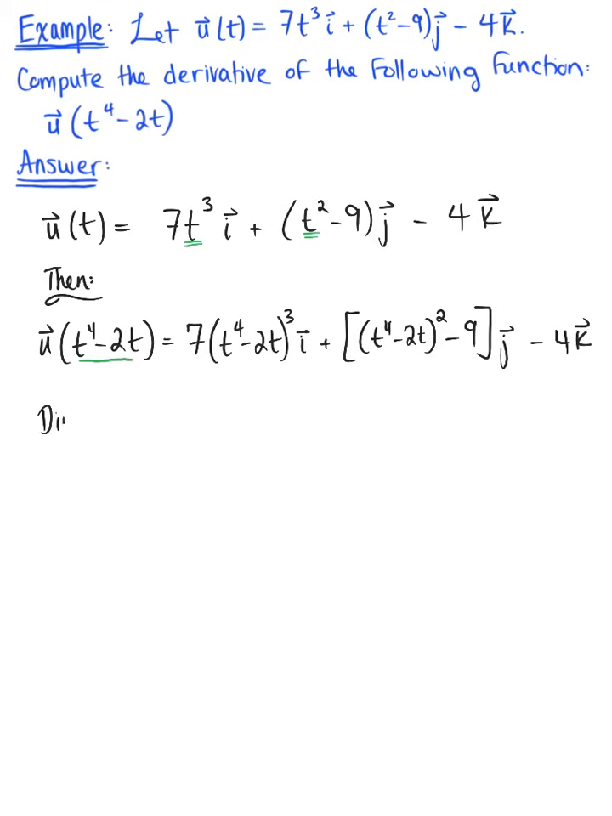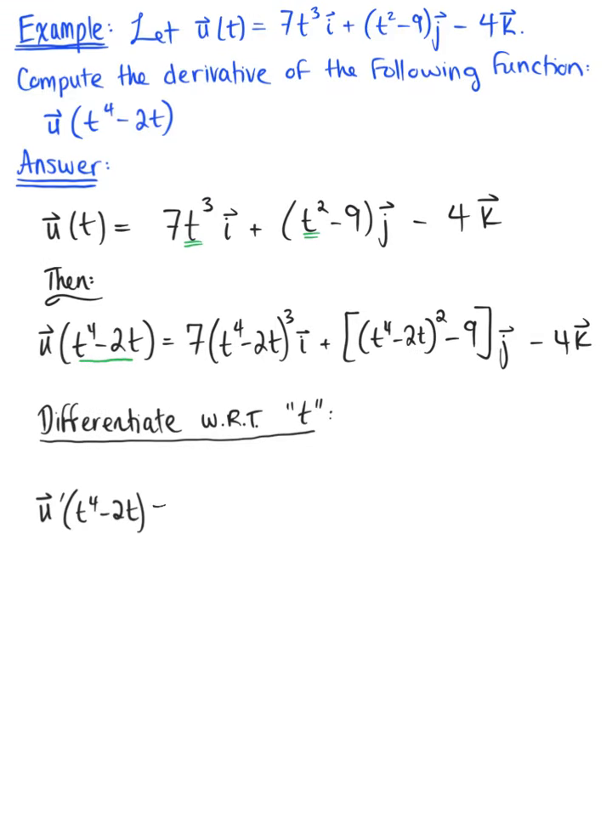So here we go. Let's go for it this time. We want to differentiate with respect to t, our arbitrary parameter. We have vector u prime of (t to the fourth minus 2t) is equal to, and because this looks like it's going to have a pretty large derivative, I'm going to start on the line below. Differentiating our first component here, our f of t component, we are left with 7 times 3, which leaves us with 21 multiplied by (t to the fourth minus 2t) squared, multiplied by the derivative of the inside. So that's (4t cubed minus 2) multiplied by i hat.